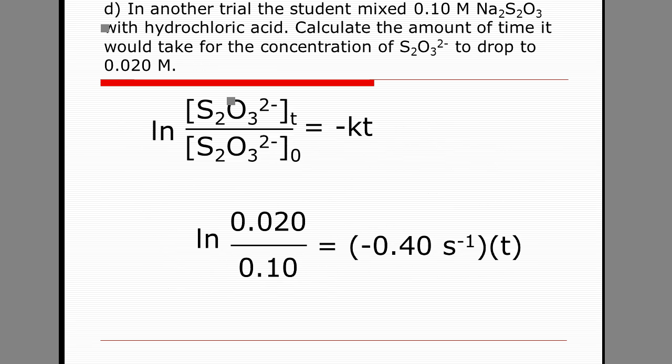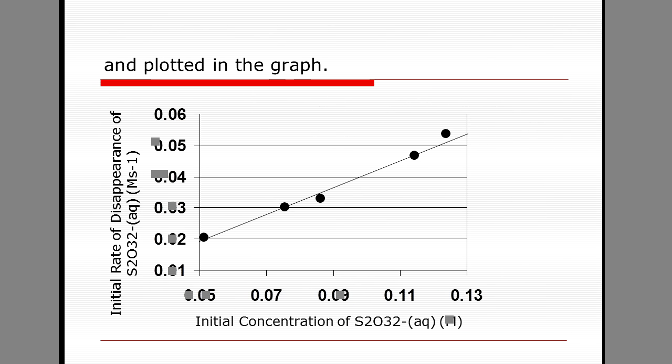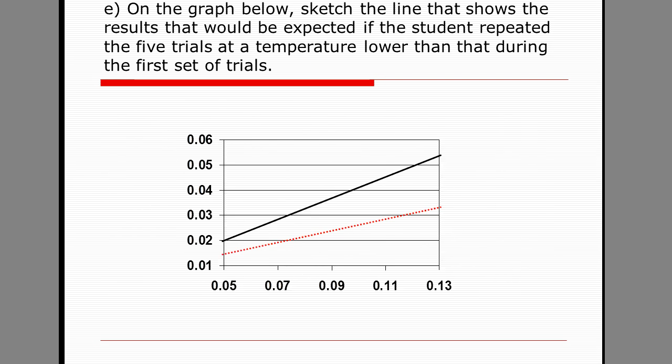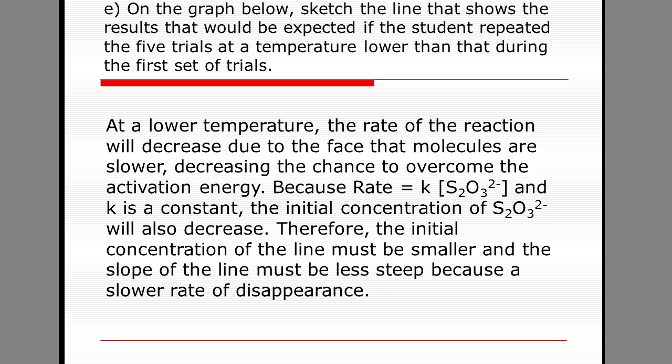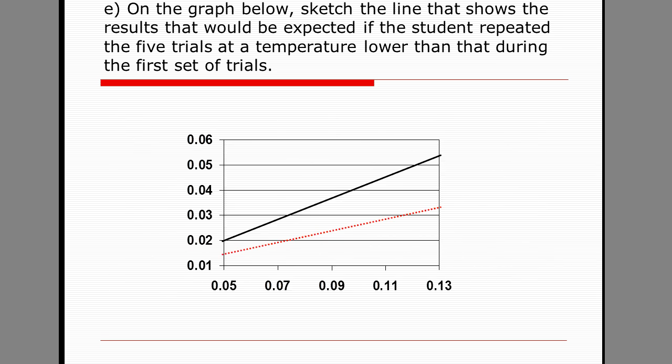So we are using what we are given at the beginning of the problem, which is this line, and we have to create another line comparatively to this line. So we know that the initial concentration has to be lower, and it has to be less steep because it's a slower rate of disappearance, giving us the dotted red line that you would draw shown right here.